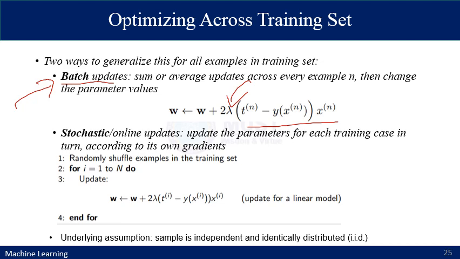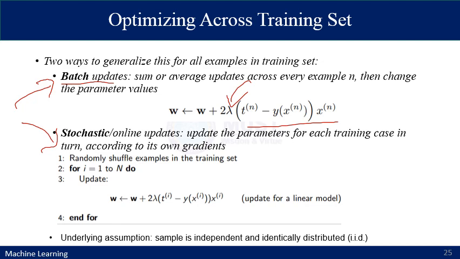But there are some problems with batch gradient descent, in that it uses some part of the training examples as a whole to find out the optimal weights. Therefore, calculating gradients over a set of examples makes it very slow. Therefore, there is an alternative, which is the stochastic or online gradient descent update, which updates the parameters for each training case in turn according to its own gradient.